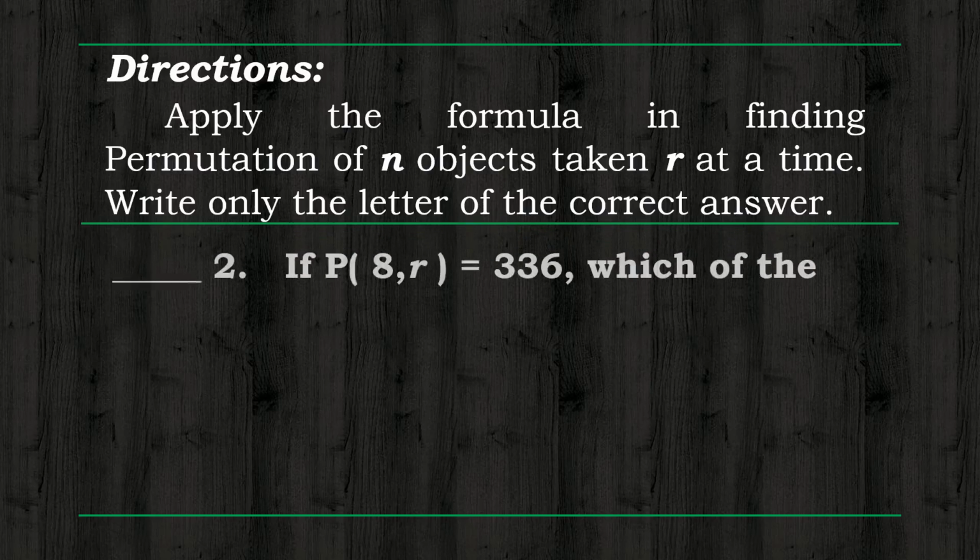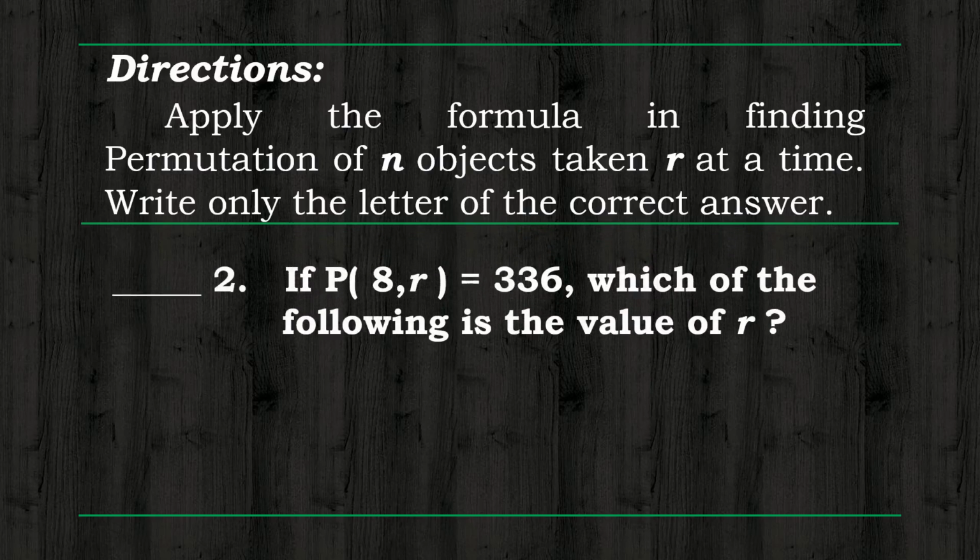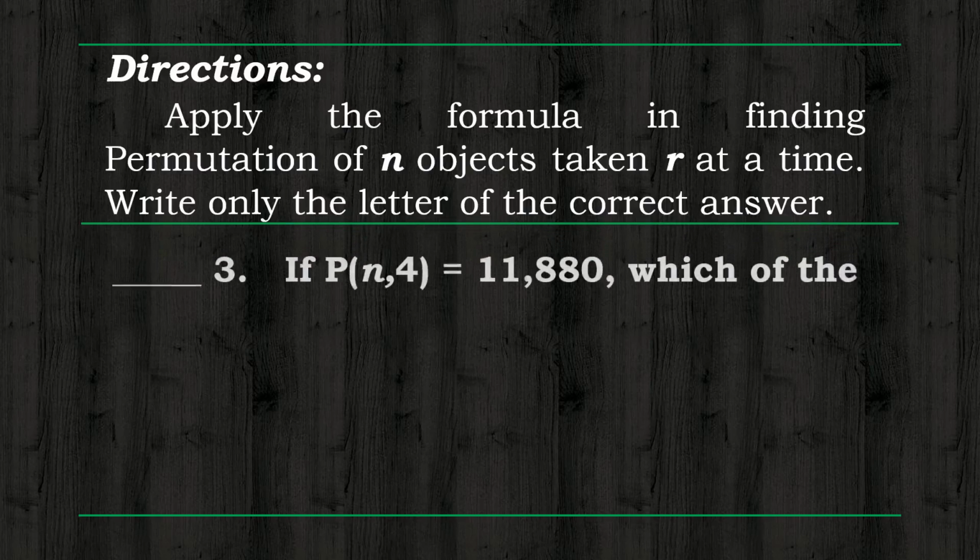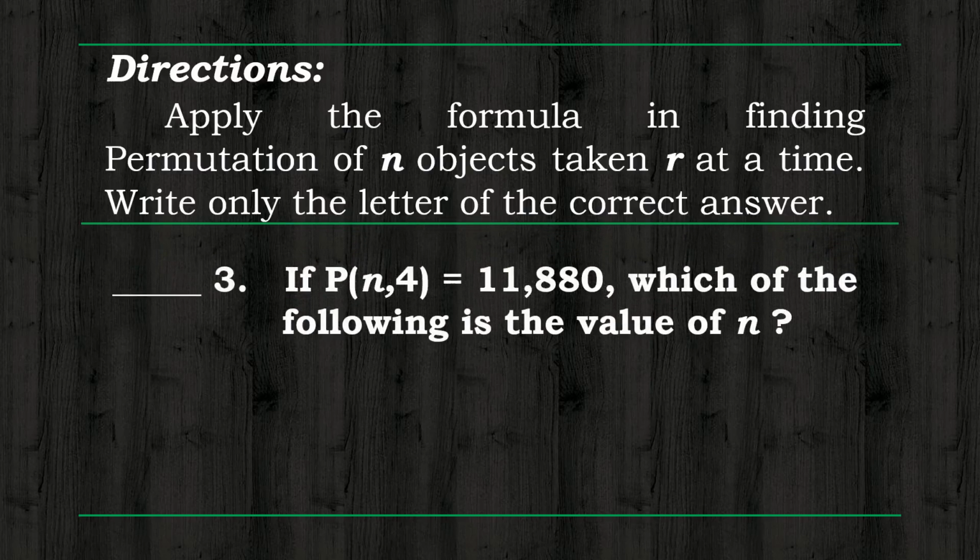Number 2, if the permutation of 8 taken r at a time is 336, which of the following is the value of r? The answer is letter B. Number 3, if the permutation of n taken 4 at a time is equal to 11,880, which of the following is the value of n? The answer is letter C.